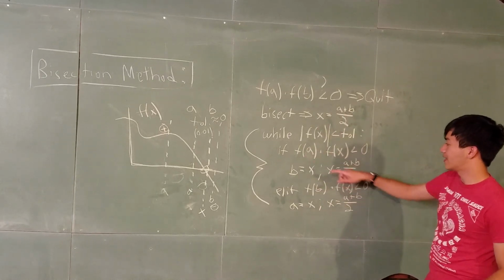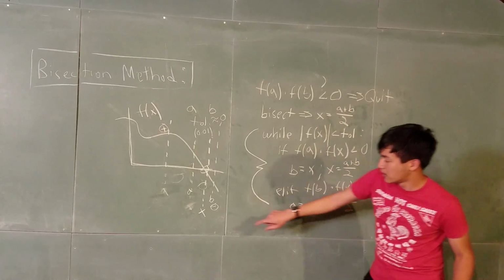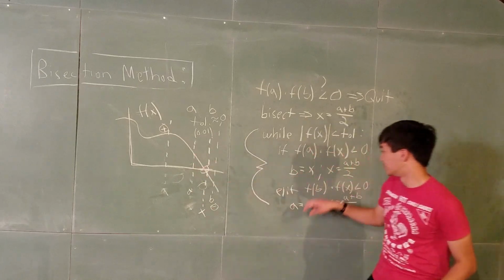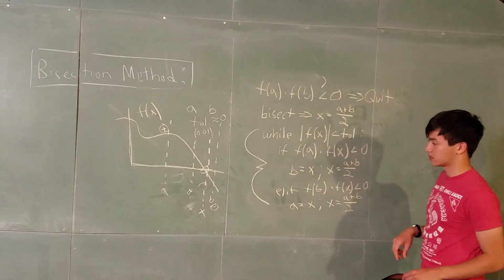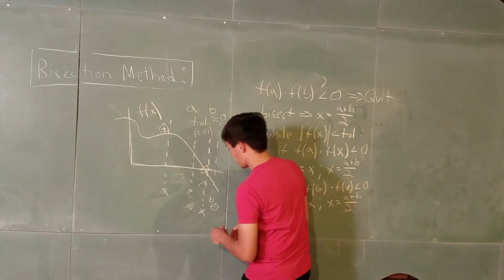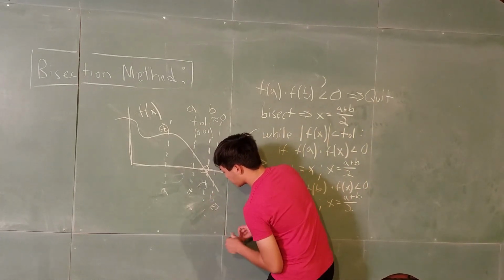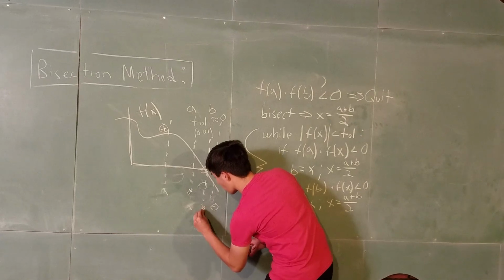Then we check again. Is f of a times f of x less than 0? F of x is negative, f of a is positive. Yep, so we're going this side now. So we set b equal to x, and x is equal to a plus b over 2. We bisect again. This is b, and this is x.